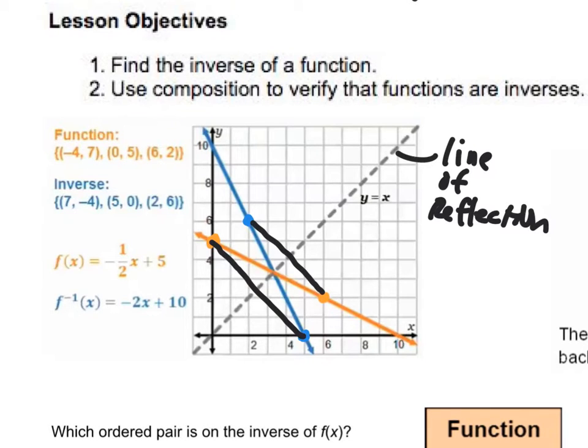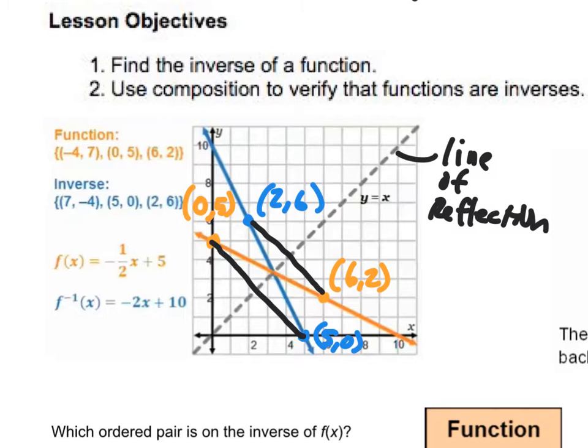Let me go back and say, this was the point 0, 5, and then the point on the inverse was the point 5, 0. Same thing over here. The point on this function was 6, 2, so then the point on the inverse is the point 2, 6.